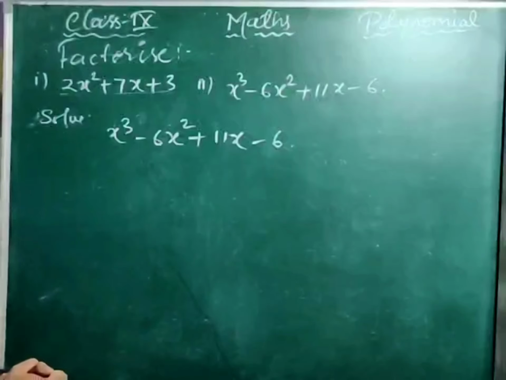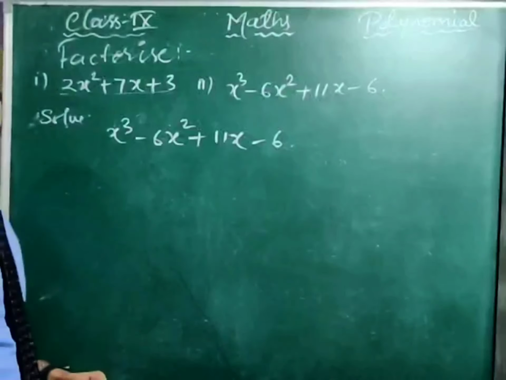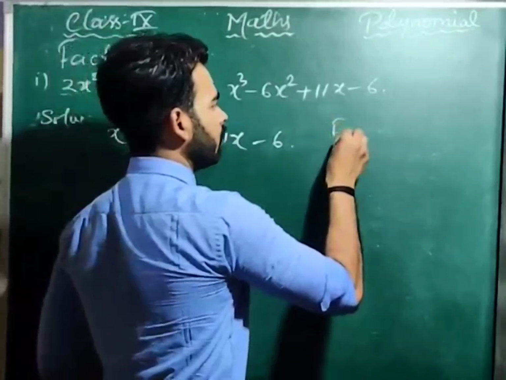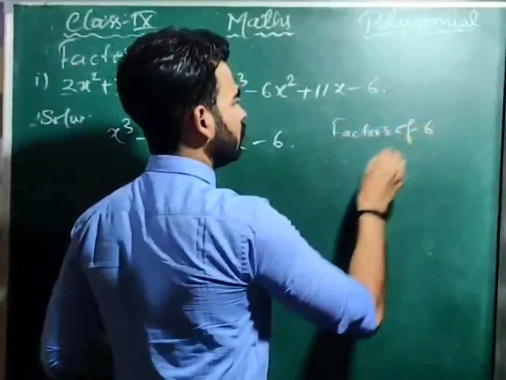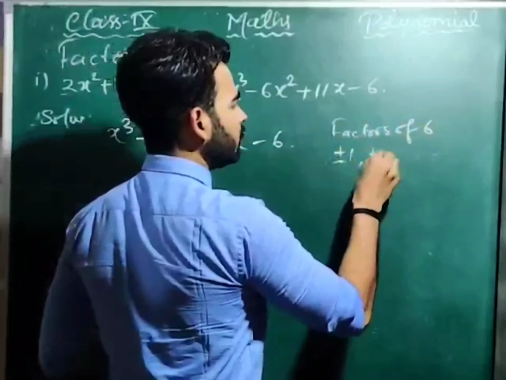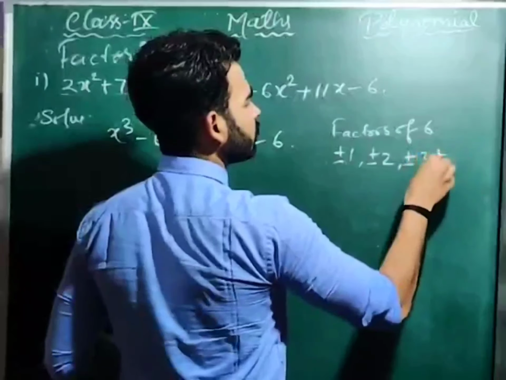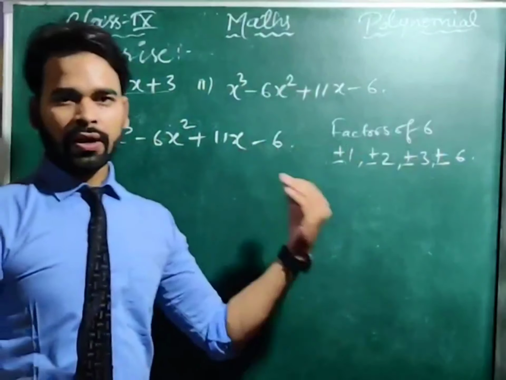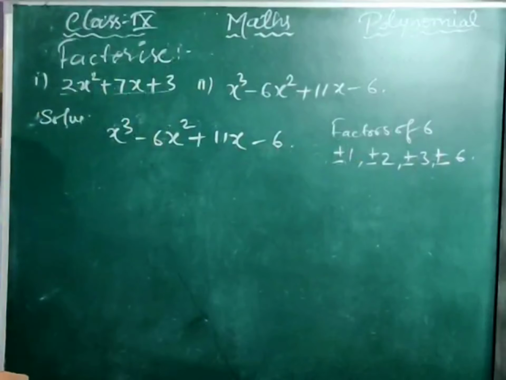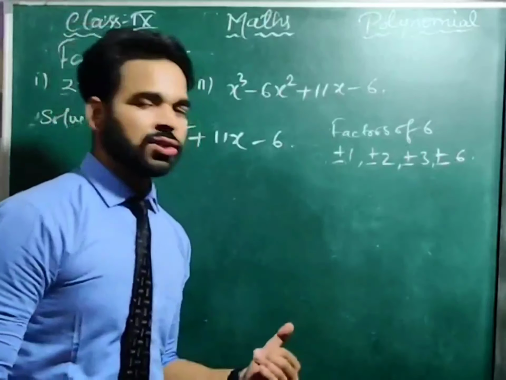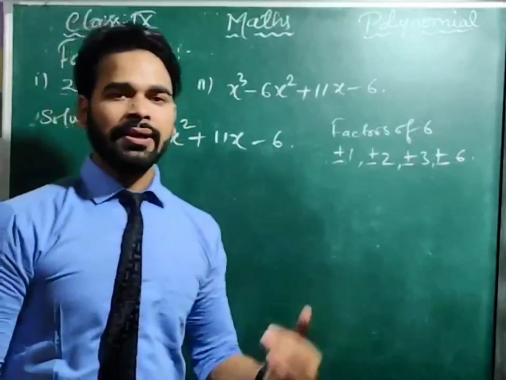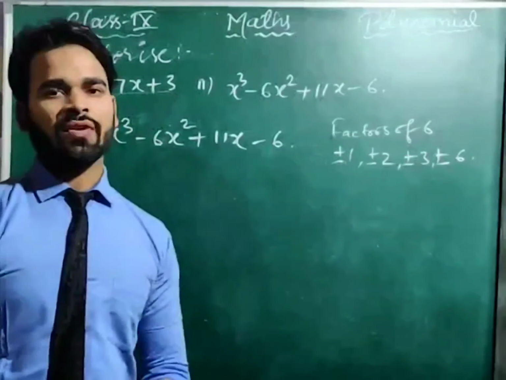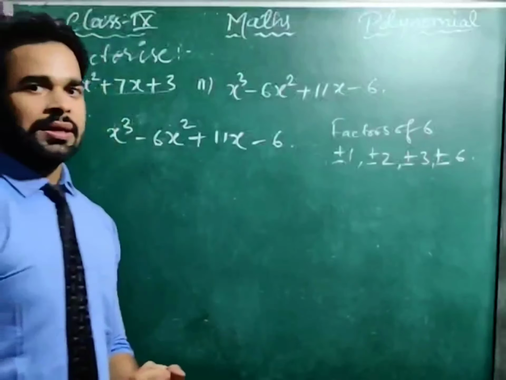It's a long process, but we will know how to factorize it, while splitting the term is too easy. So firstly we will see the factor theorem. We will go through the constant term. What is the constant term? 6. Factors of 6 are plus minus 1, plus minus 2, plus minus 3 and plus minus 6. It means we have to find the factors of the constant term. Now we will start from 1, minus 1, 2, minus 2, 3, minus 3 and 6, minus 6. And by applying the factor theorem, if you get 0, then that will be a factor of this polynomial.